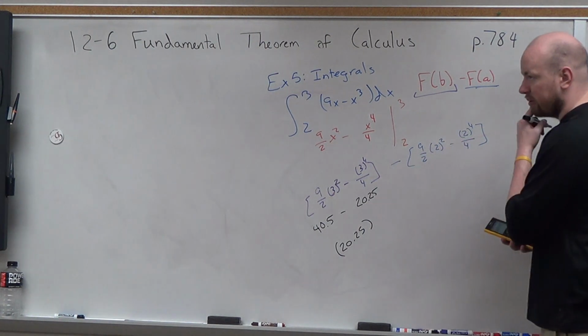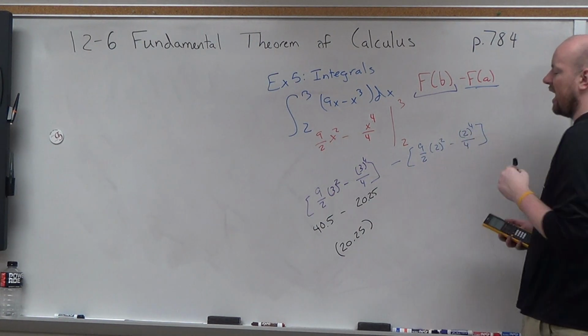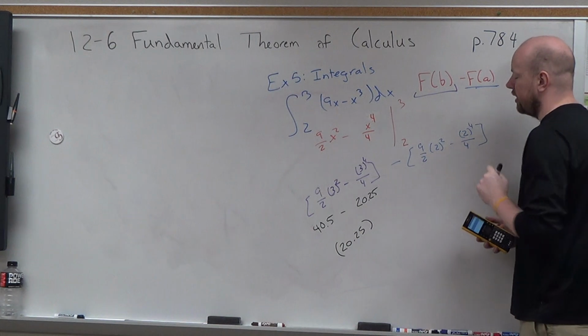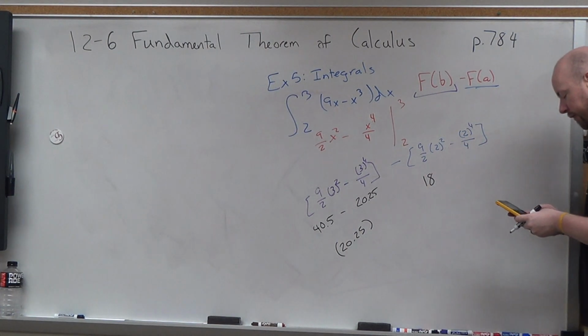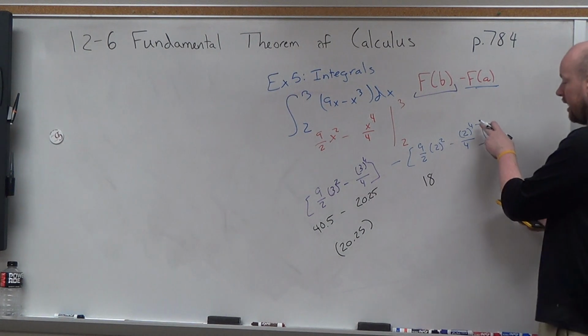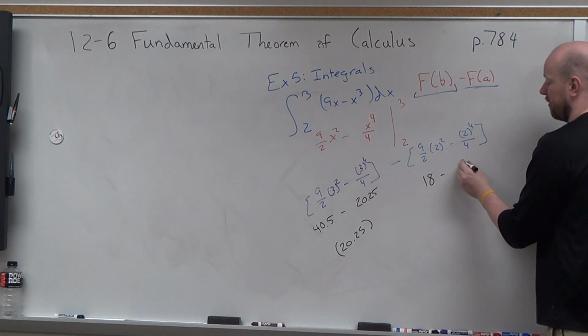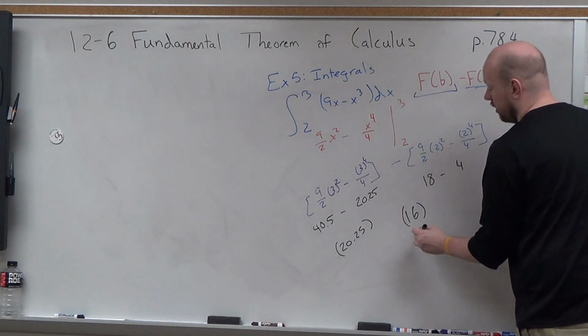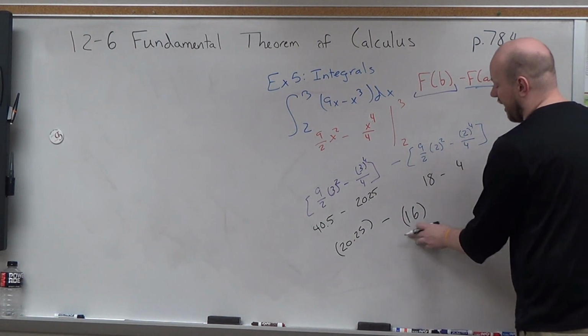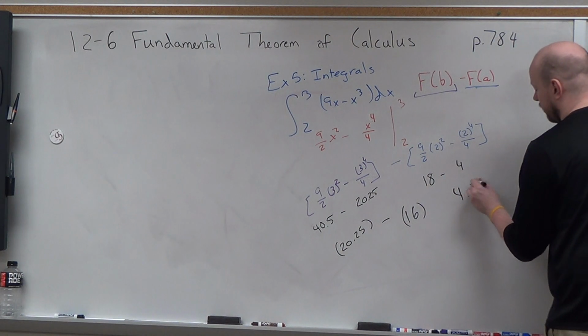2 squared would be 4. 4 times 9 is 36. 36 divided by 2 would be 18. 2 to the power of 4, I believe it's 16. 16 divided by 4 would be 4. So 18 minus 4 is 16. So then I get 20.25 minus 16, so 4.25.